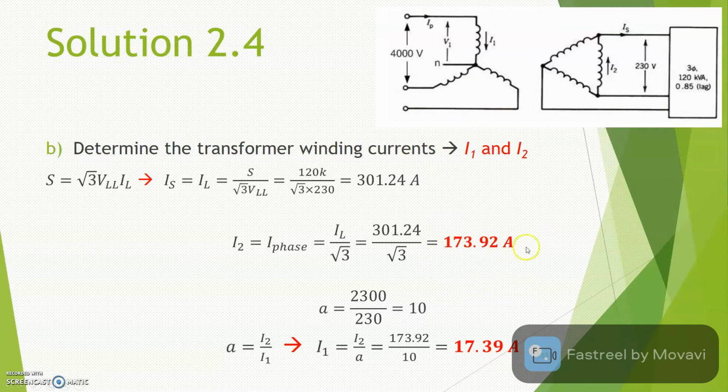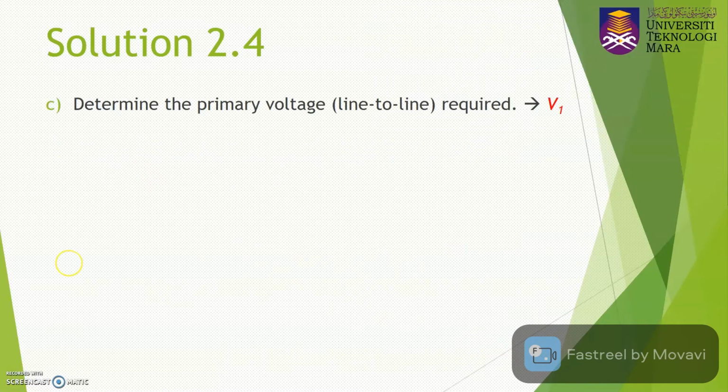This is your I2 and this is your I1. This is the winding current at the secondary winding. This is the winding current at the primary winding. Okay, next question number C. You need to determine the primary voltage.